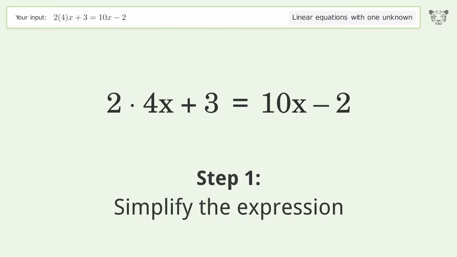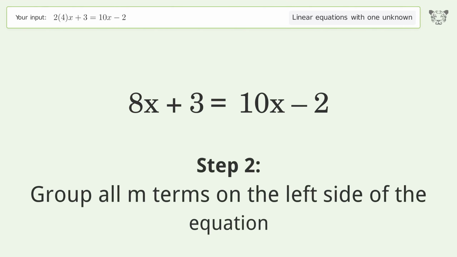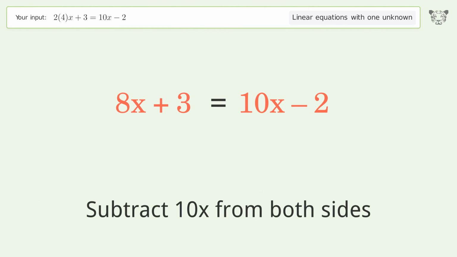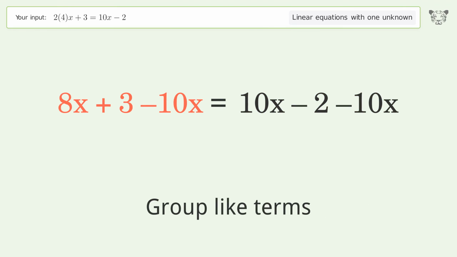Simplify the expression. Multiply the coefficients. Group all x terms on the left side of the equation. Subtract 10x from both sides. Group like terms.